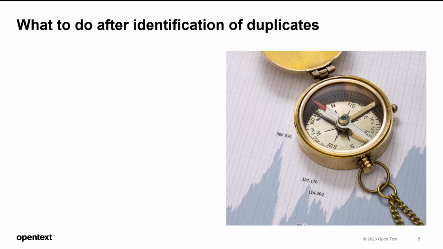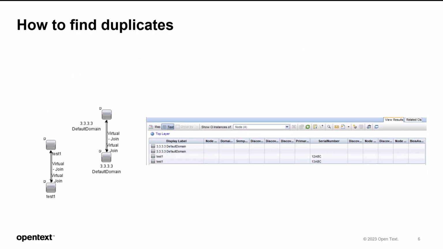And okay, I've got my TQL, so now what? What do I do after that? Well, I have to examine the reconciliation rule. I need to look at which attributes are used for reconciliation and then build a view that shows those and also examine the surrounding CIs. So here is an example.